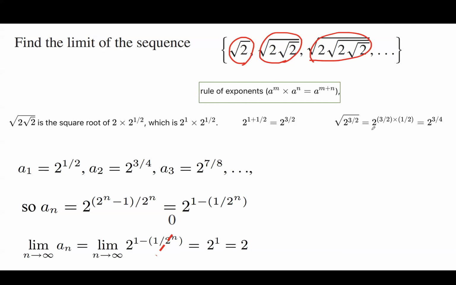Pure algebra, everybody. We use pure algebra to rewrite the y values, and then we find a pattern. The pattern is on the exponent: you have 2 to the n minus 1 divided by 2 to the n.